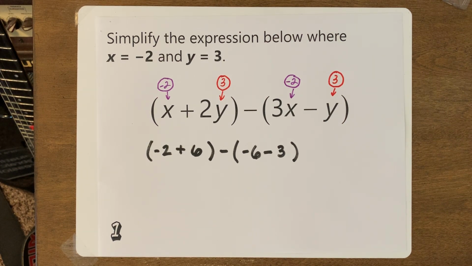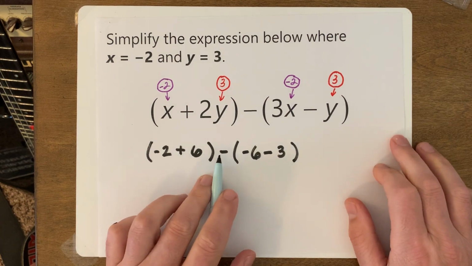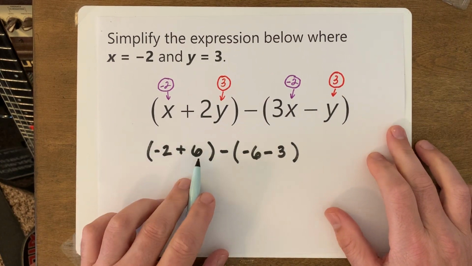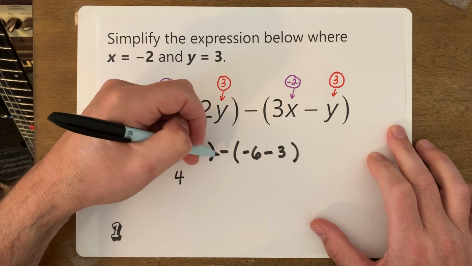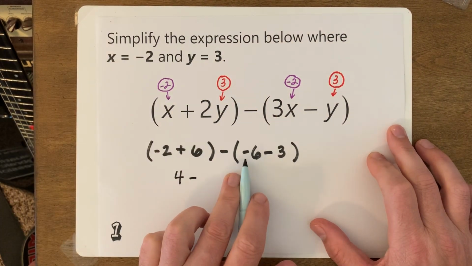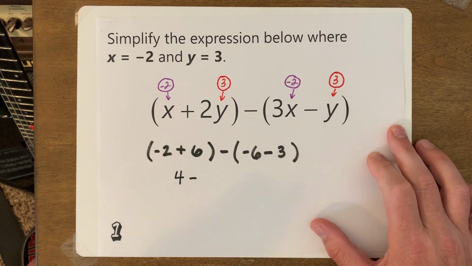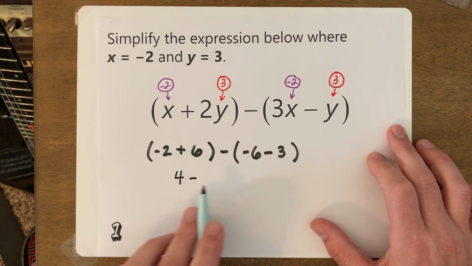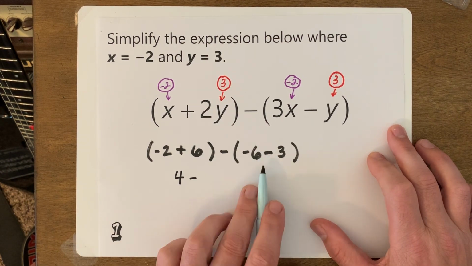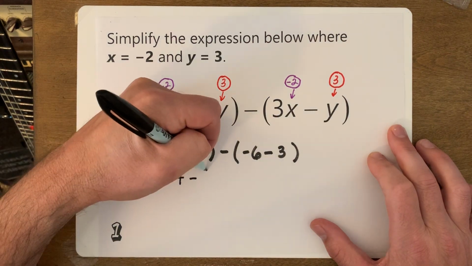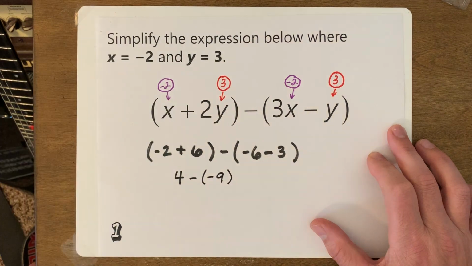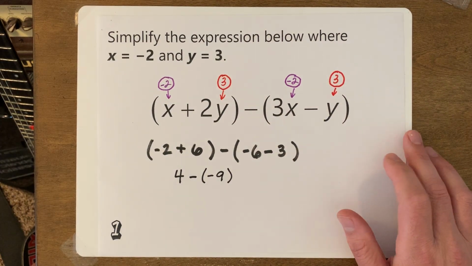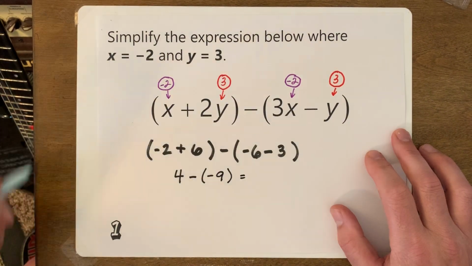In the parentheses now, you can't really subtract anything yet. -2 plus 6 would equal 4. So we basically have 4 minus -6 take away 3 would be -9. Since that's negative, I'm about to subtract a negative. I don't like to do two steps in one, so I'm going to keep the parentheses here around the -9, because if I don't, I'm going to get one of the other choices or I'm just going to get it wrong.